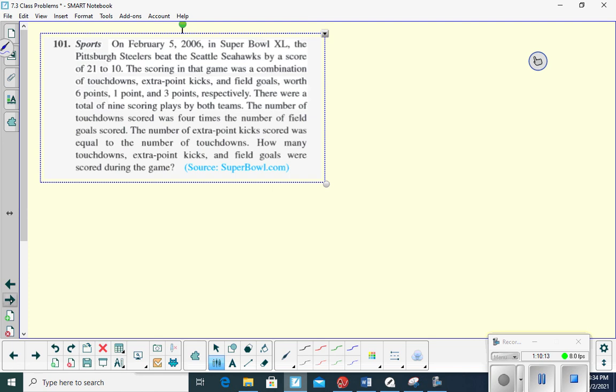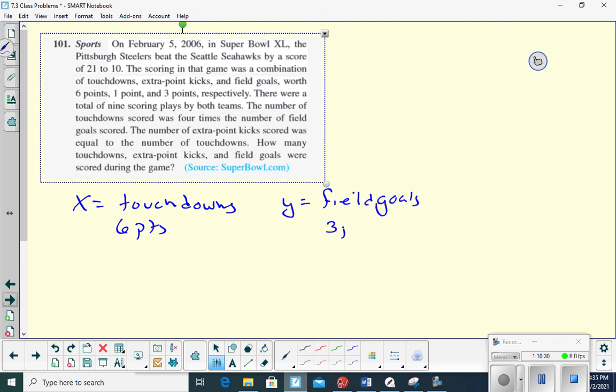So I have 3 types of scoring plays. I am going to say X is going to be my touchdowns, and touchdowns are worth 6 points. Then Y are going to be my field goals, and those field goals are going to be 3 points. And then the final type of scoring that they had in this particular game is going to be the extra point, which we call Z, and that is 1 point.